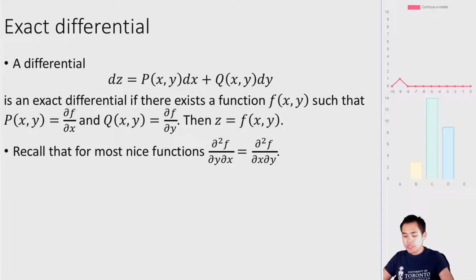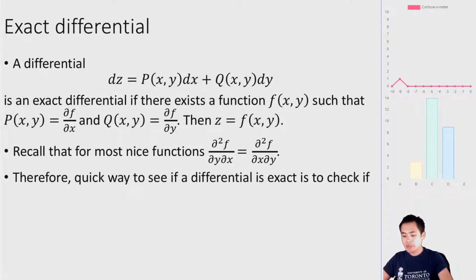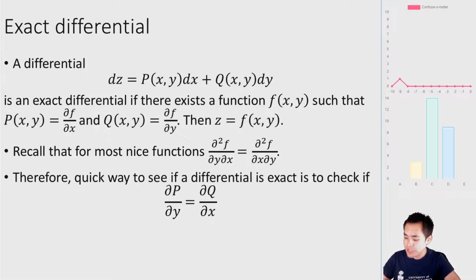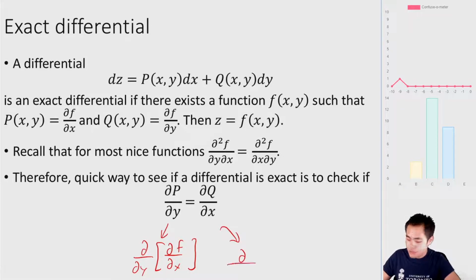And one other nice fact we know is that the mixed partial of f, del squared f del y del x, is equal to del squared f del x del y, for most nice functions. And so therefore, a quick way to see if a differential is exact is to check if del P del y is equal to del Q del x, precisely because this here is just del y of del f del x, and this here is del x of del f del y.